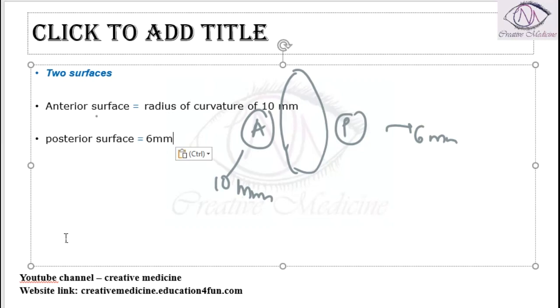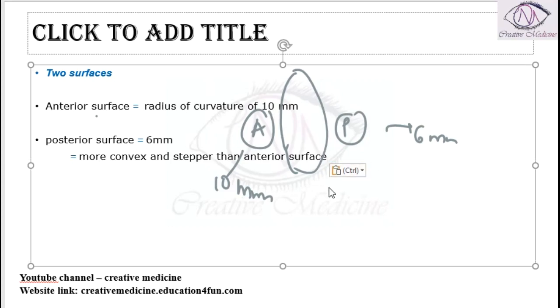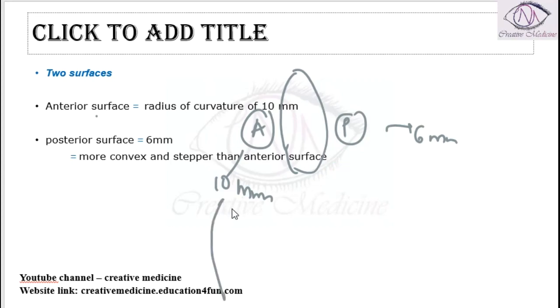Thus you can say that the posterior surface is actually more curved and steeper than the anterior surface. So it is something like this: anterior surface, and the posterior surface is more curved and steeper than the anterior surface.